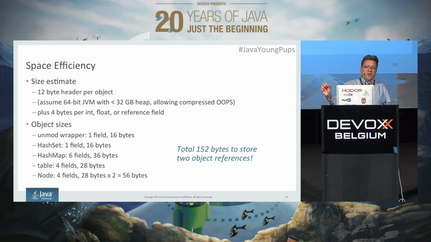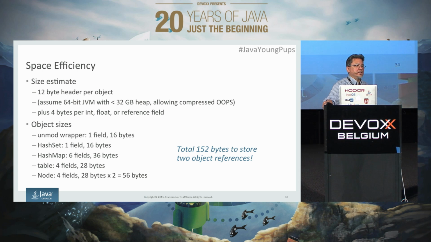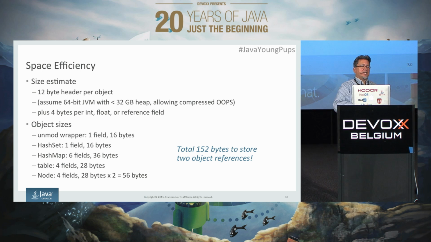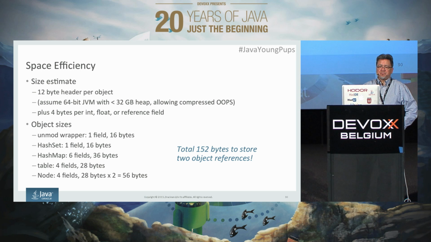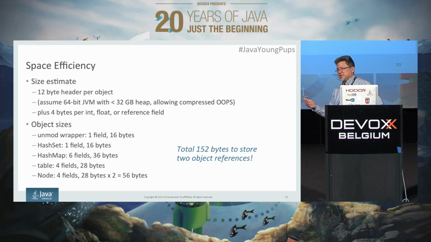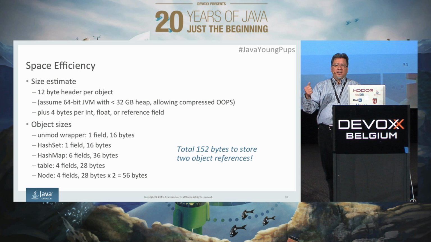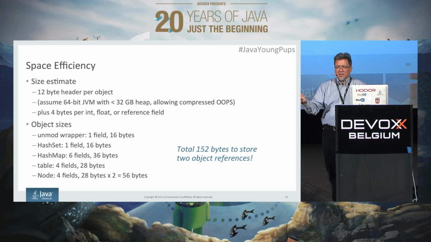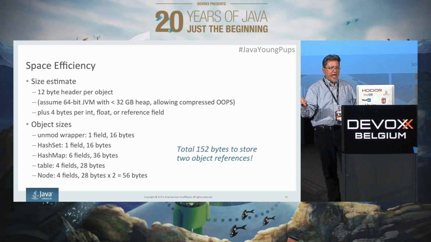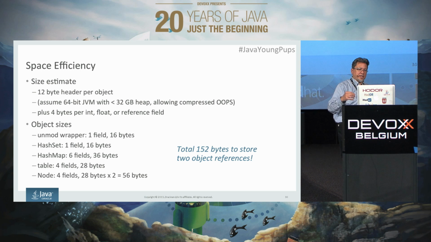overhead. There's also the fields in the object, and most of these are 4 bytes. So an object reference is 4 bytes if your heap is small enough. And things like an int or a float are also 4 bytes. So if you count these up, we have 6 objects, but each has several fields. In particular, the hash map has 6 fields, which is rather more than I had expected. And each node actually has 4 elements, because there's not only the key and the value, but there's also a next pointer and then the hash code for quick hash checking.